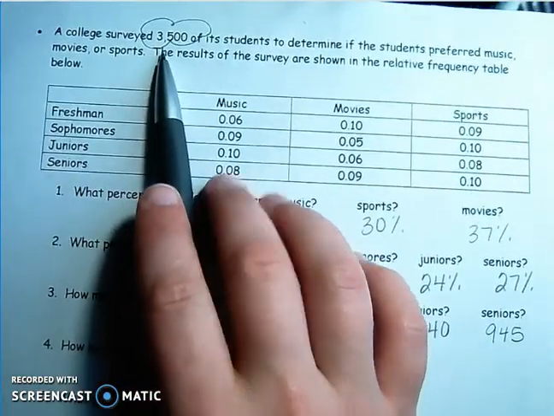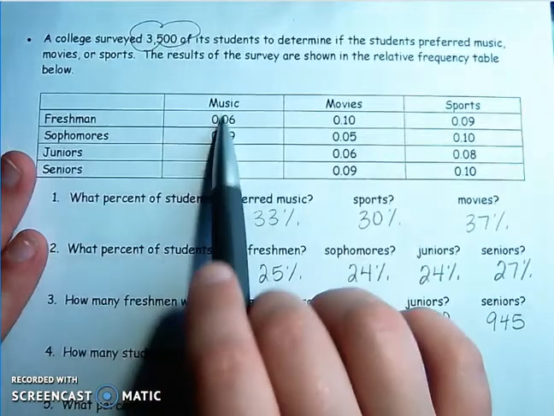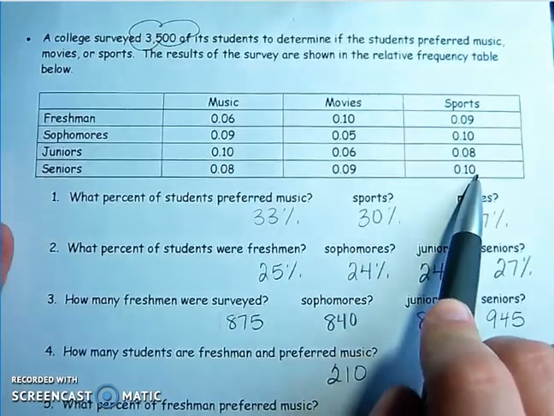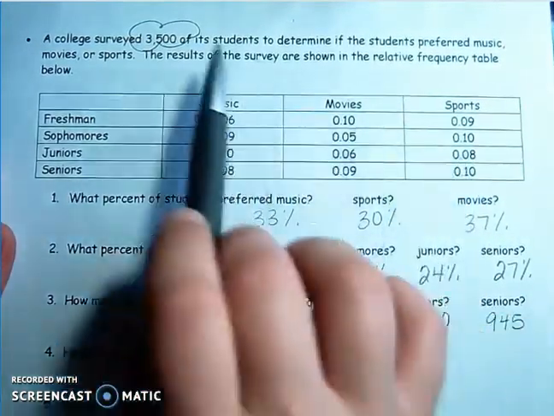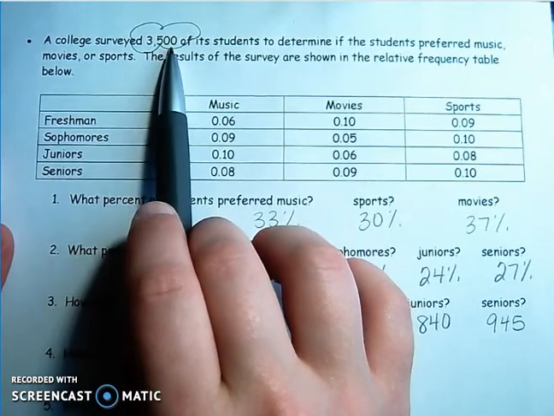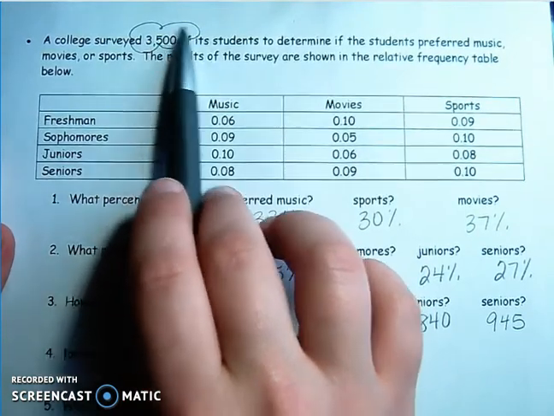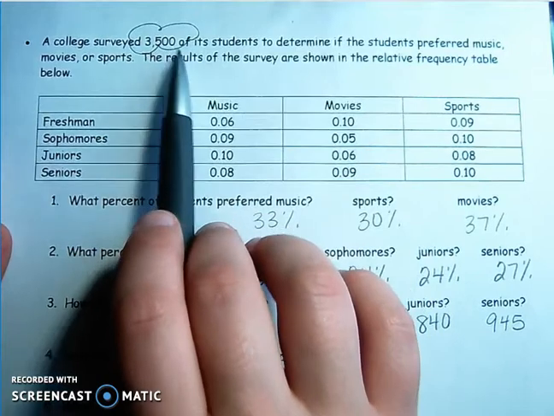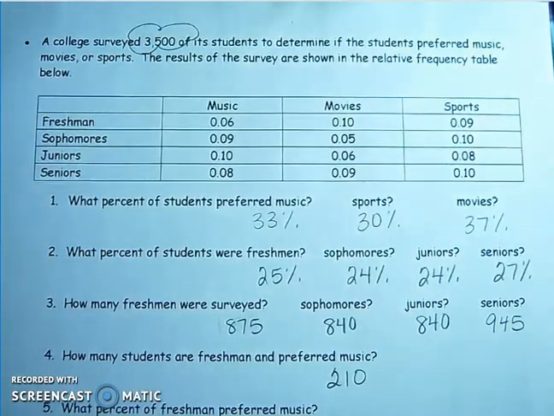This number up here is your total amount of people. If you notice, all down here through the frequency table, it's decimals. These are all percents. 3,500 is your total amount of students. So keep that in mind. Always highlight somewhere in the word problem that it's going to have this number. Then it asks you some questions.